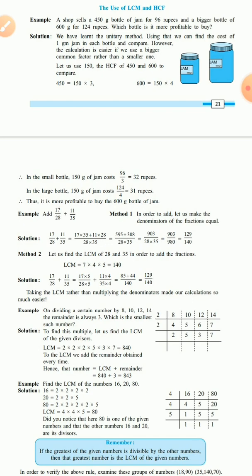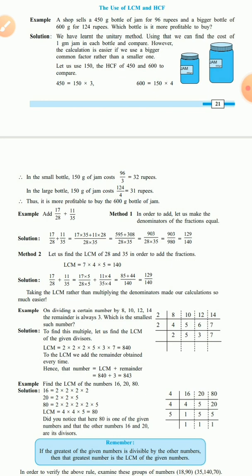Now 450 equals 150 into 3 and 600 equals 150 into 4. Why is it given so? Because 150 into 3 is 450. Therefore, in this small bottle, 150 gram of jam costs 96 upon 3 equals 32 rupees. In the large bottle, 150 gram of jam costs 124 upon 4 equals 31 rupees. Therefore, it is more profitable to buy the 600 gram bottle.